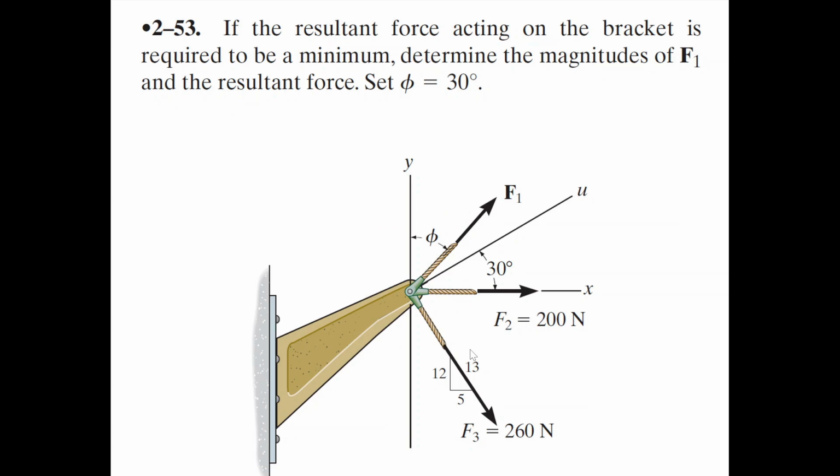So here we have a problem from Engineering Mechanics by R.C. Hibbeler. We have to find the magnitude of the F1 vector and the resultant vector. But there is a condition. We have to find the magnitude of the F1 vector for which our resultant vector should be minimum.